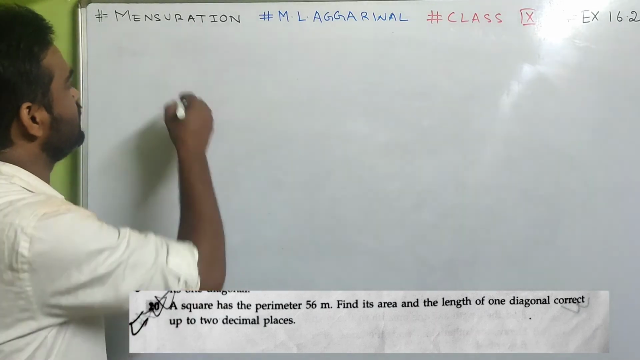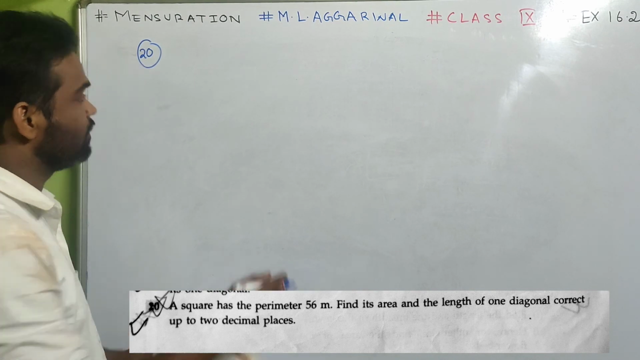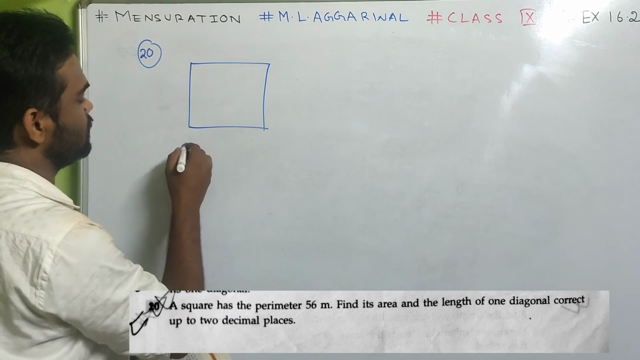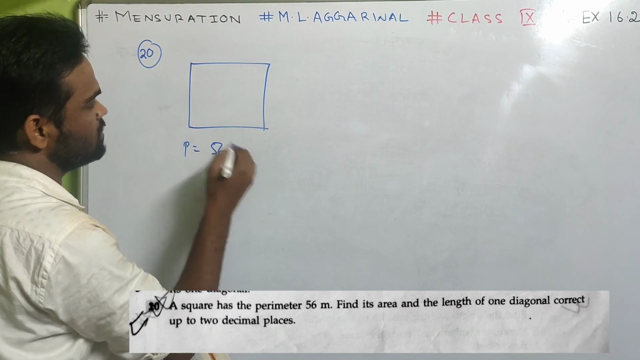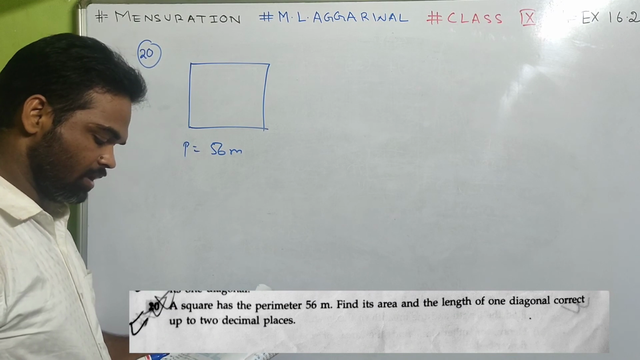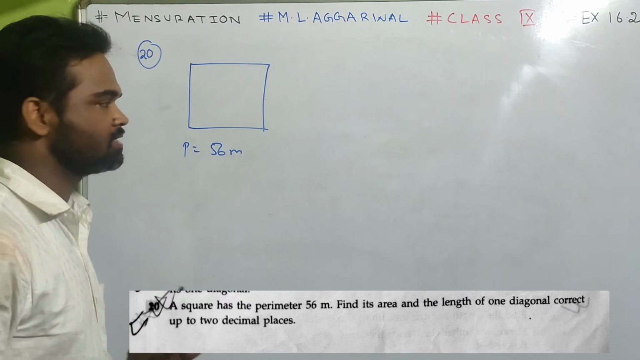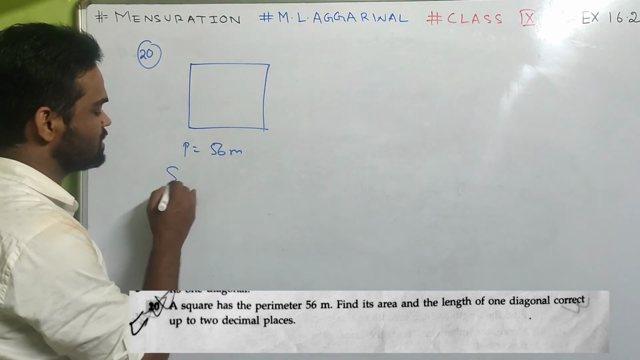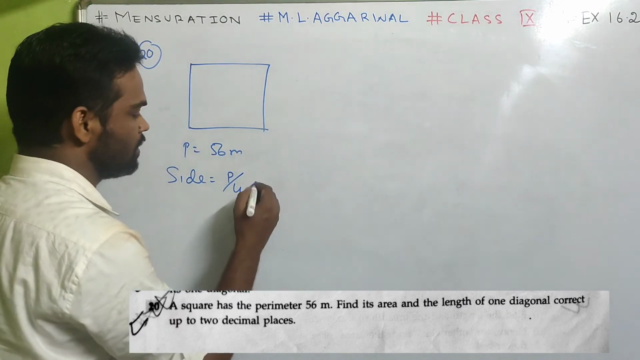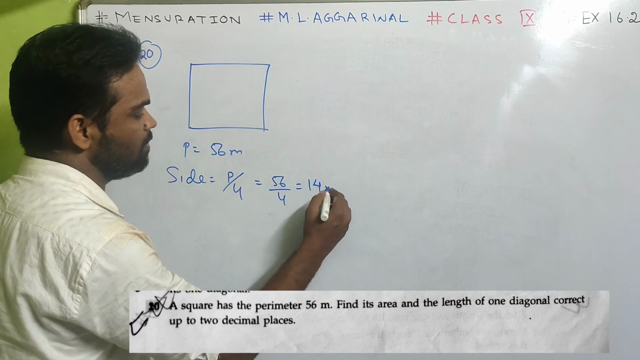Now look at number 20. What they have told: a square has a perimeter of 56 meter. So the perimeter of this square is 56 meter. Find its area and the length of one diagonal correct up to 2 decimal places. Very easy. What will be side? Side will be P by 4. So that's 56 by 4. That's how much? 14 meter.